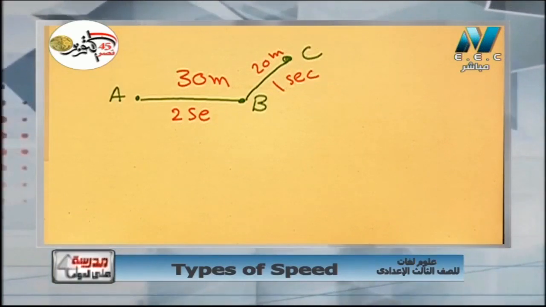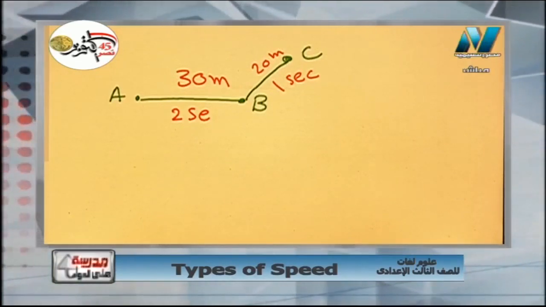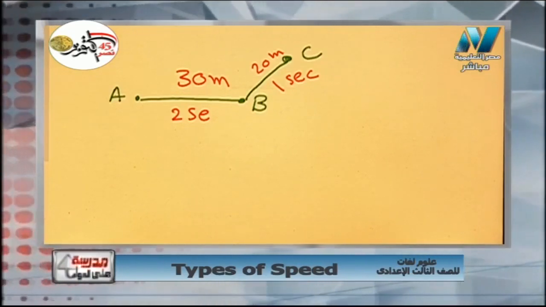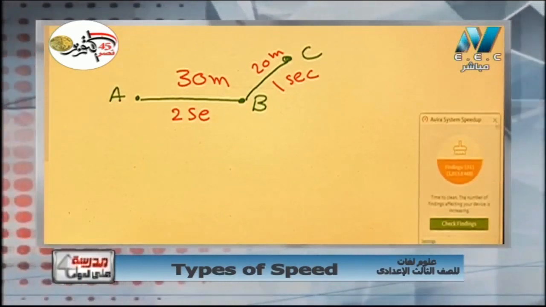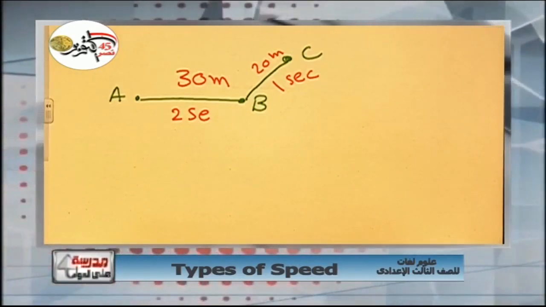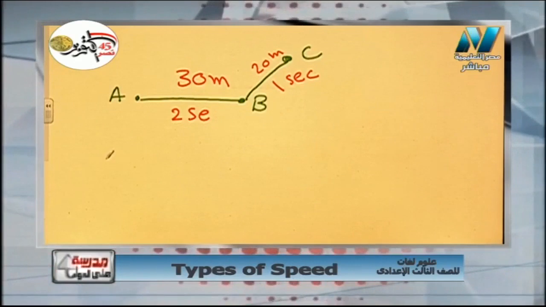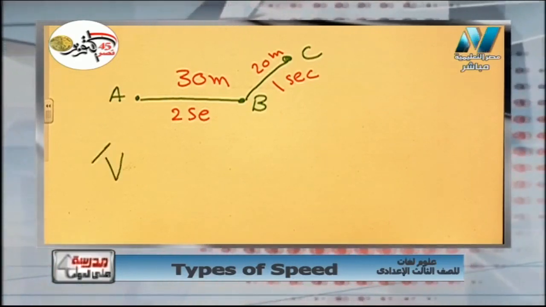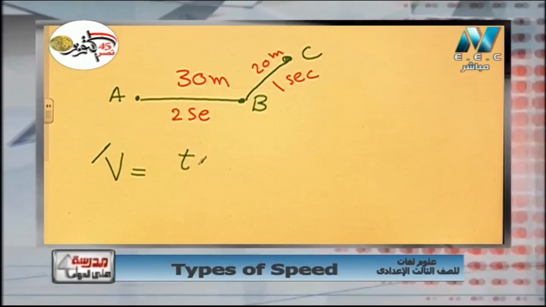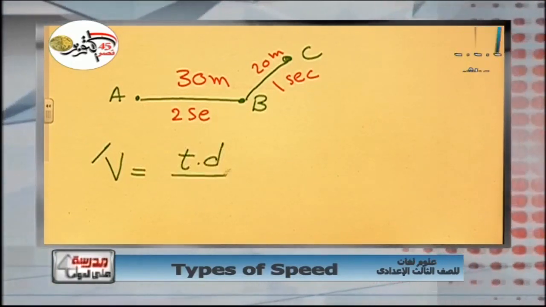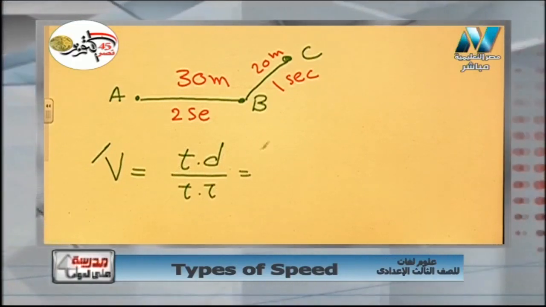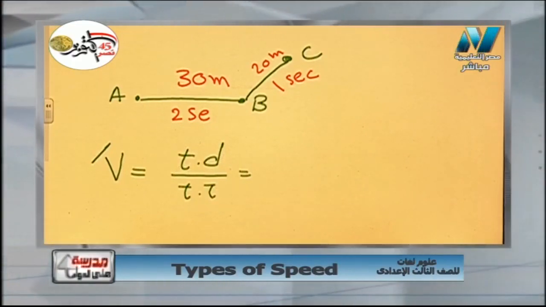So the object in this case covered unequal distances and unequal periods of time. So how can we calculate the speed of this object? How can we calculate it? So we use in this case average speed as V dash, average speed: total distance covered over total time taken to cover this distance. So here we have TD over TT, which means total distance over total time.